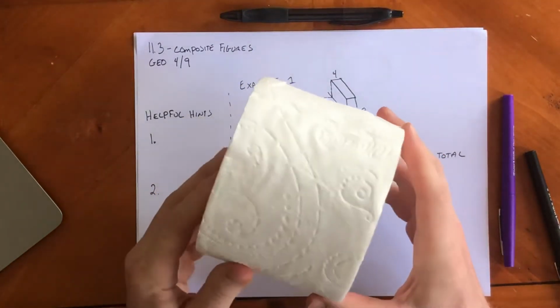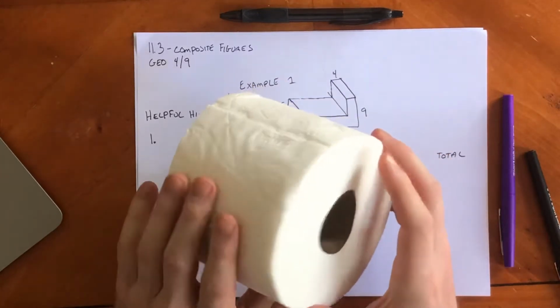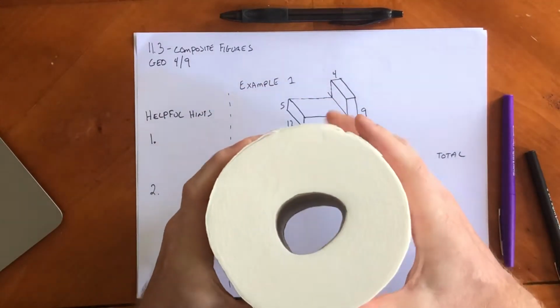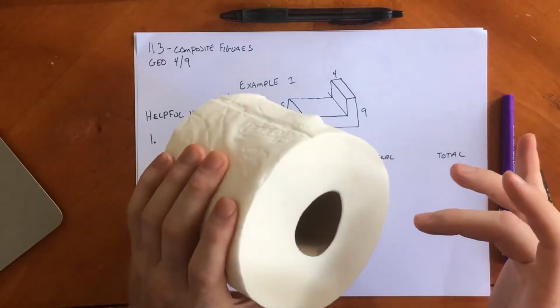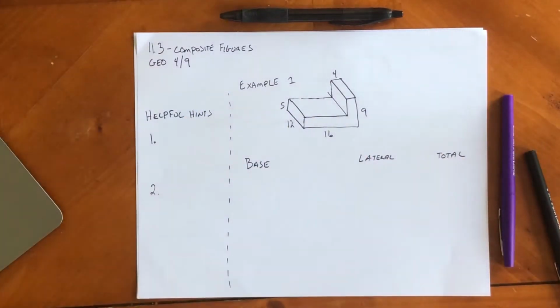So some examples are like a paper towel roll or like a toilet paper. So if you look at this here, this is a composite figure. It's a big cylinder, and then you subtract out the little cylinder, right? Another classic example is if you think of like a house, right? You have a prism with a pyramid on top. Or maybe like a sharpened pencil, right? It's like a cylinder with a cone on top of it.